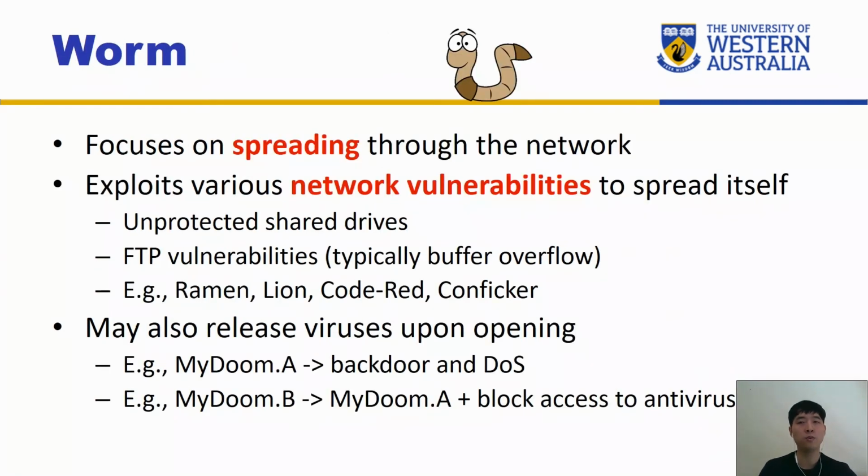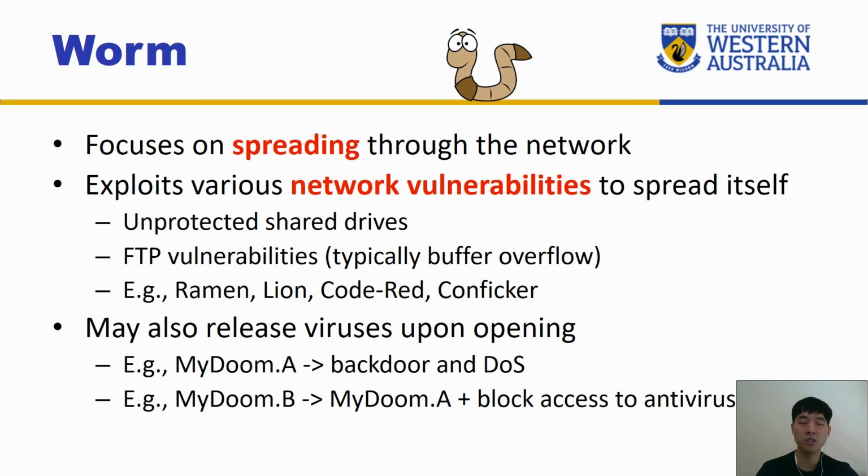All right, moving on to worms. Okay, so worms are a little bit different to viruses. Basically, they focus on spreading through the network. So viruses are more about replicating itself on a system, and they get carried out by people sharing it. Whereas worms, they're not really duplicating themselves, but they're more interested in spreading around. Okay, so what they do is not attach onto executables, but rather exploit various network vulnerabilities to spread itself. So that means it's trying to detect shared drives and go through there, trying to find file transport protocol vulnerabilities like buffer overflows, and there's a few examples there.